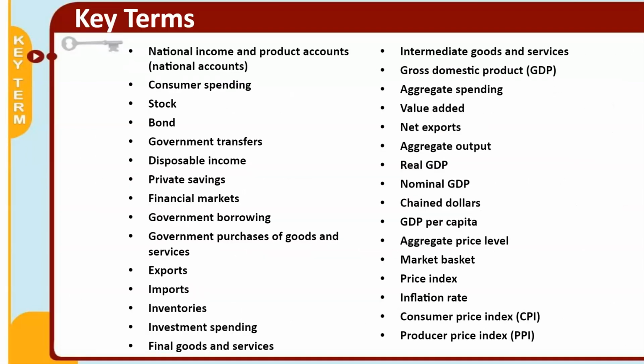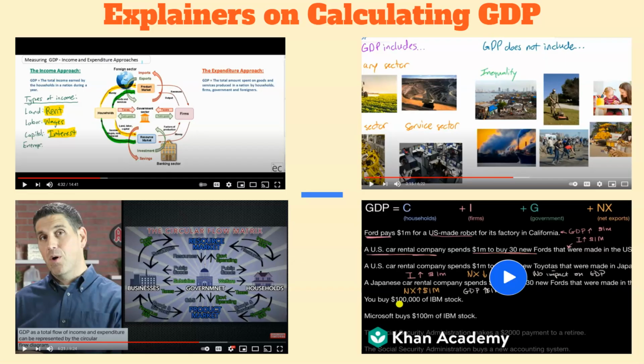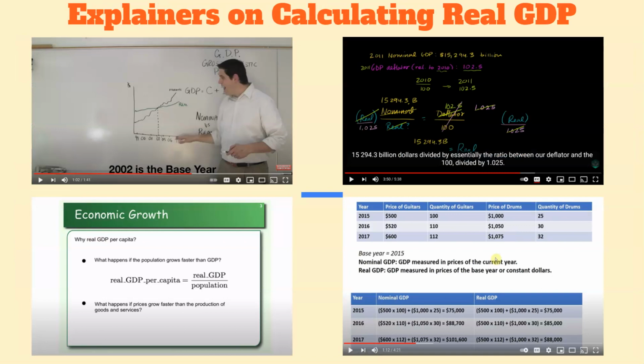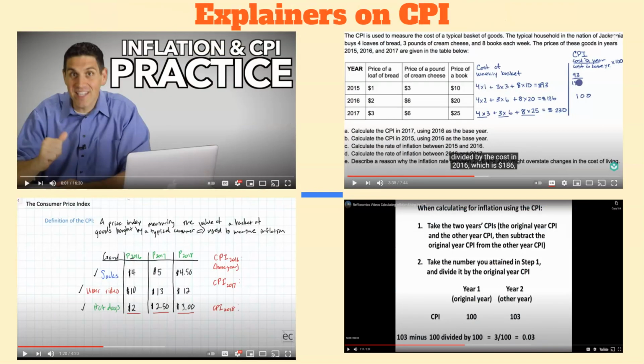So again, some key terms you'll want to check out in the chapter. If you want to pause the video here and go through the list, anything you don't know would be helpful to go back and take a look at. I did mention the explainers that are here on calculating GDP. If you want to look at some experts taking a look at how to calculate GDP, how to calculate real GDP, as we talked about in the example, as well as how to calculate CPI, the Consumer Price Index. And again, we have a whole unit where we will cover unemployment and inflation in that respect.